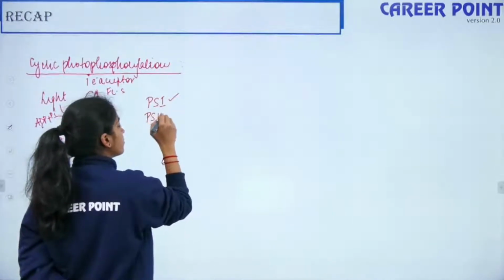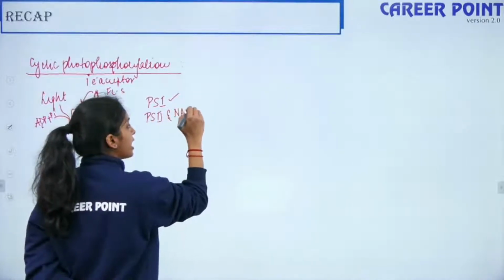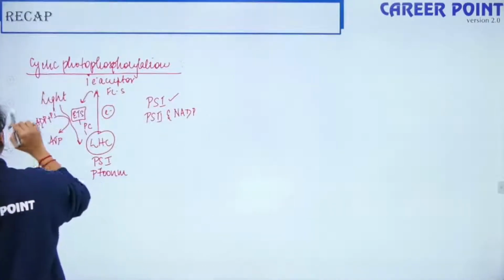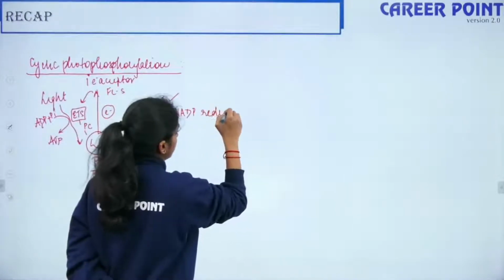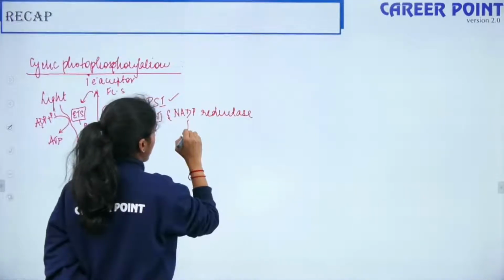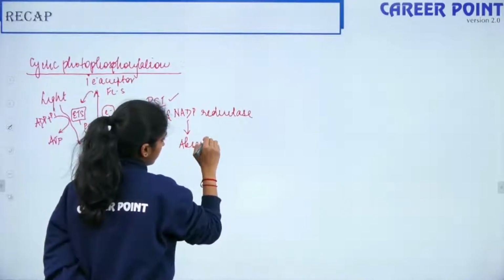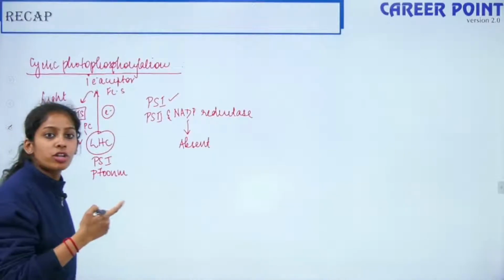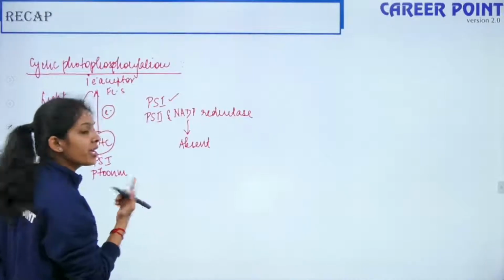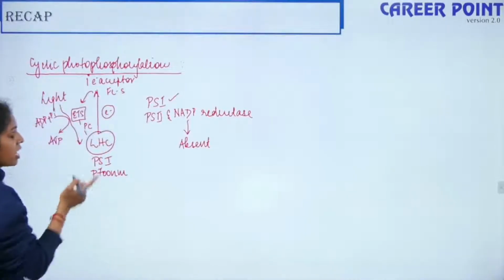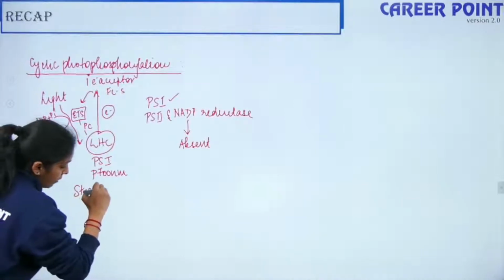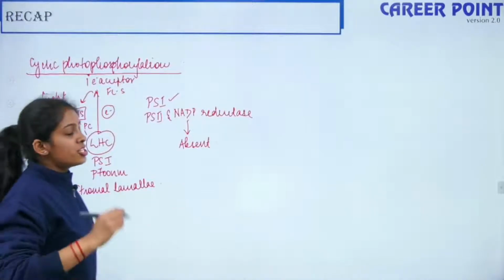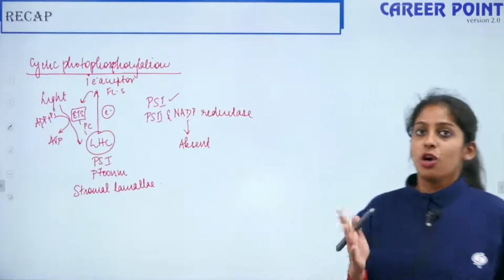So PS2 and your NADP reductase are absent. There is no splitting of water here, because splitting of water is strictly associated with PS2. There is no PS2 here, so there is no splitting of water, right? And this happens in the stromal lamellae. Fine. So now we have understood the beauty of light reaction.